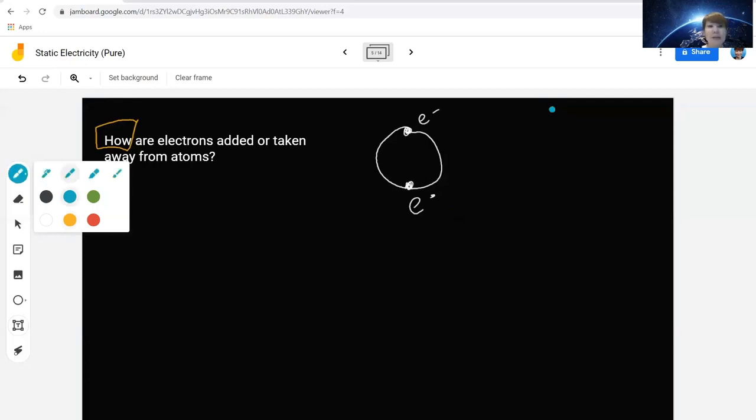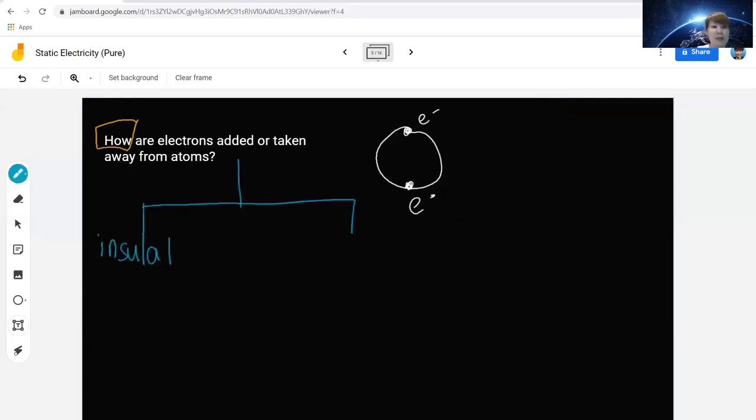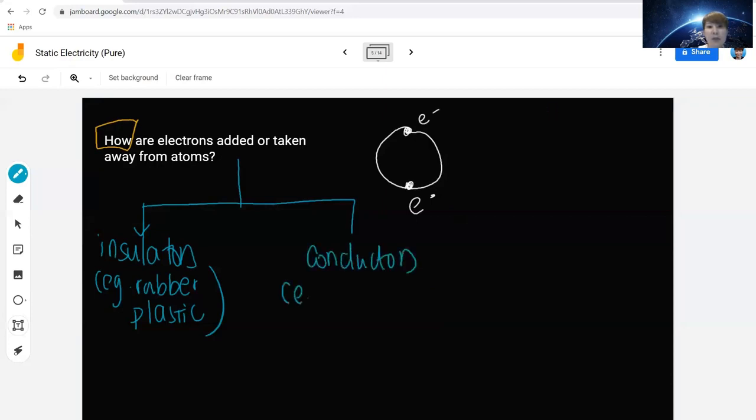The first category is insulators. Insulators, as we know, are things like rubber and plastic. In insulators, the electrons are not so mobile. The other category is conductors. An example of conductors would be metal. In metals or conductors, electrons are free-flowing, and therefore the way we add or take away electrons in insulators and conductors is different, which we will talk more about in a while.